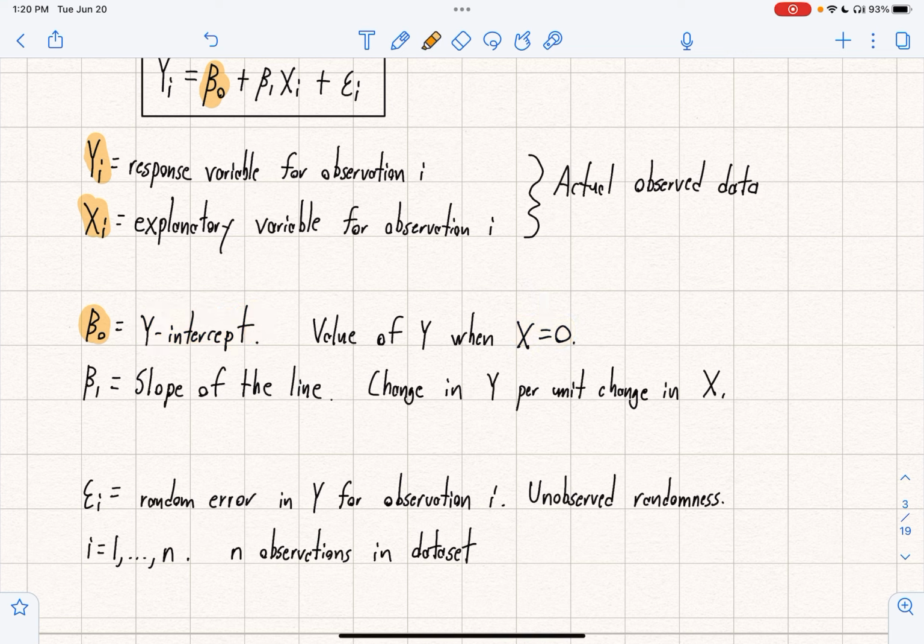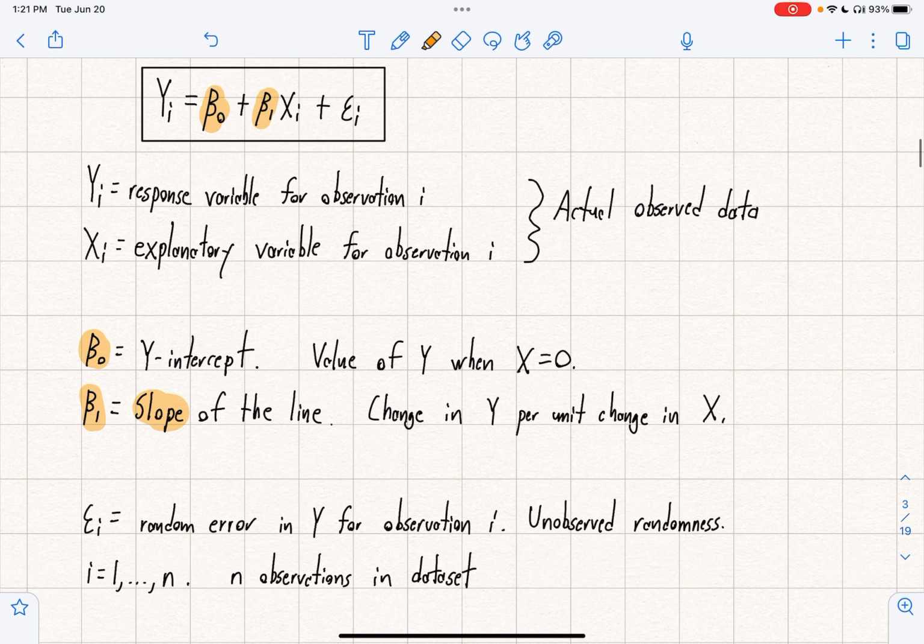Okay, now let's talk about beta 1. So beta 1 is our slope. So it's the slope of our line. The way we can interpret that, it's the change in y per unit change in x. So it's just rise over run, right? For every unit change in x, y is going to increase by however much.